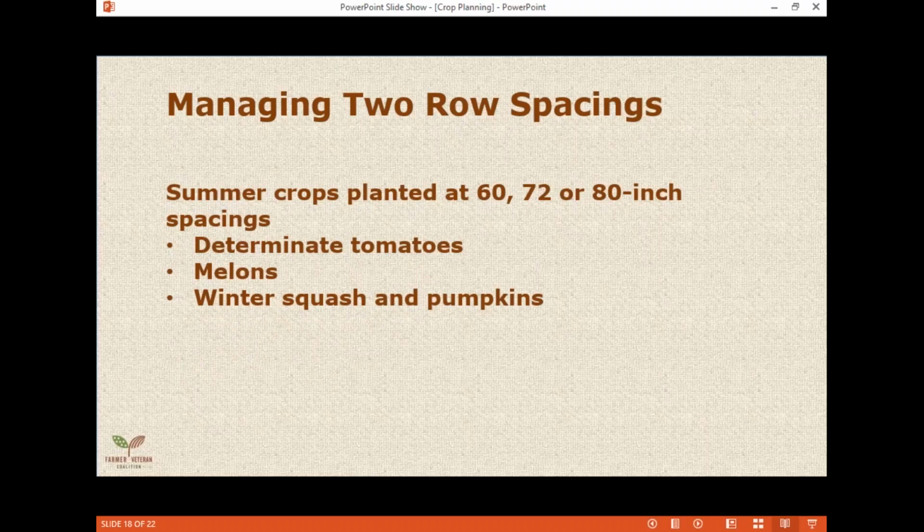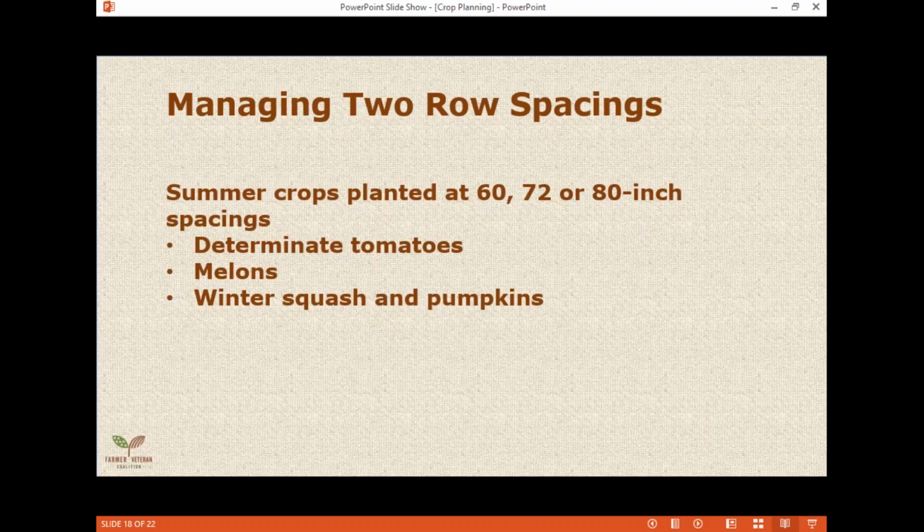Summer crops that you plant every other row would be your indeterminate tomatoes, the tomatoes that you stake up: your cherry tomatoes, your Early Girls, your heirloom tomatoes, your Better Boys, and round tomatoes and hybrid tomatoes that you stake up. And this should say indeterminate tomatoes. Sorry, that's a mistake. But the tomatoes that you're going to be harvesting for multiple weeks would be planted every other row. Melons, they need to vine out. You would be planting those every other row.